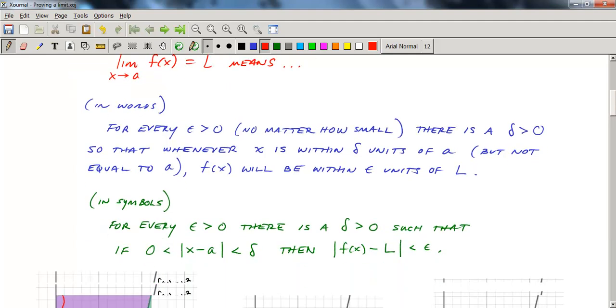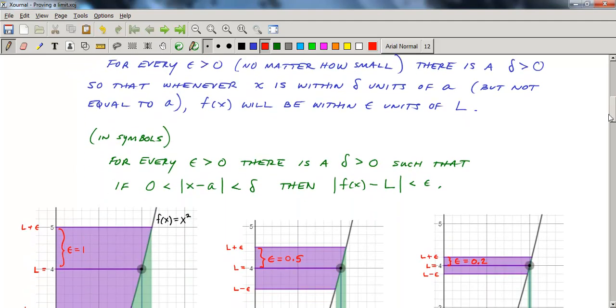Now, we can make this precise definition symbolic by saying that the limit as x approaches a of f of x equals L means that for every epsilon greater than 0, there is a delta greater than 0, such that if, this is the same thing as saying in words, x is within delta units of a, however not equal to a itself, hence the difference is strictly greater than 0, then it follows that f of x is within epsilon units of L.